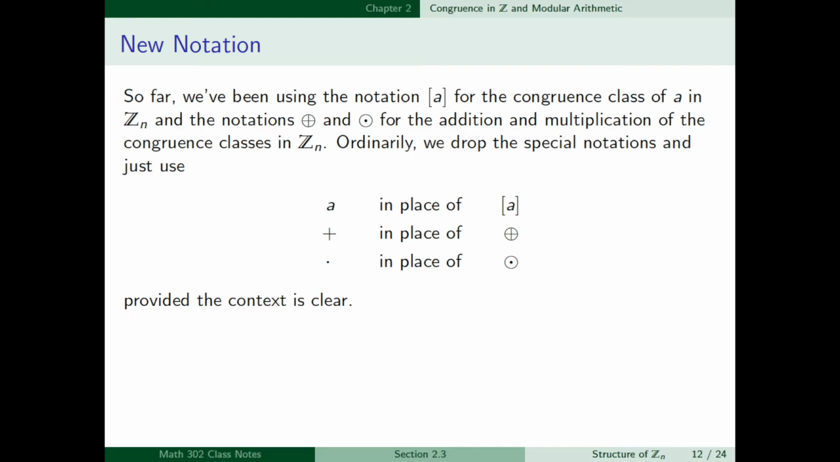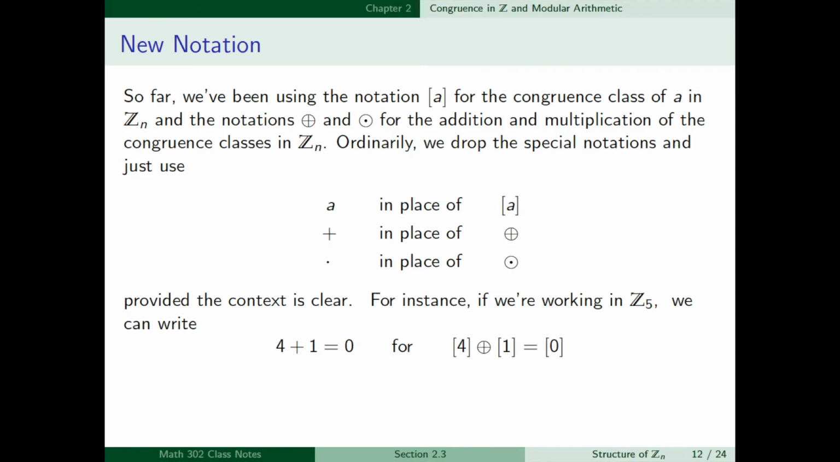So if we know that we're dealing with congruence classes and not integers, we can drop the bracket notation and we can drop the circles around our operations. Now, for instance, if we're working in Z sub 5, we can write 4 plus 1 equals 0 for the class of 4 plus the class of 1 equals the class of 0. And 3 times 4 equals 2 for the class of 3 times the class of 4 equals the class of 2.